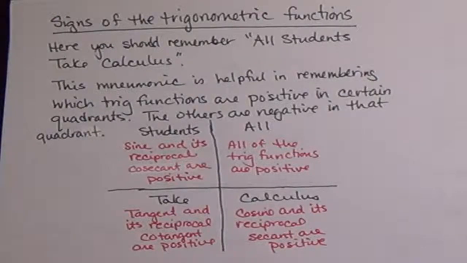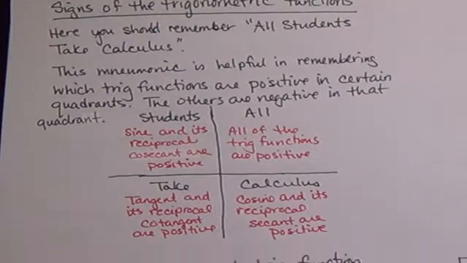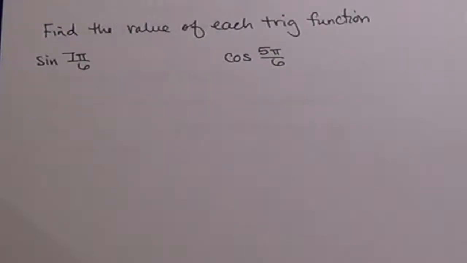Once we figure out the quadrant, we know basically whether it's going to be positive or negative, and we know the basic angles from what we looked at just previously, so we can find what the coterminal value is going to be for each of the trig functions. So let's look at a couple of examples. Let's find the value of each trig function.